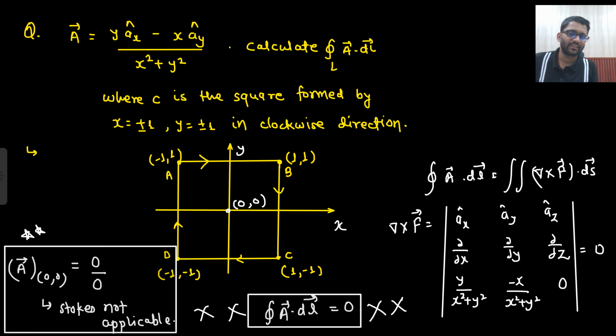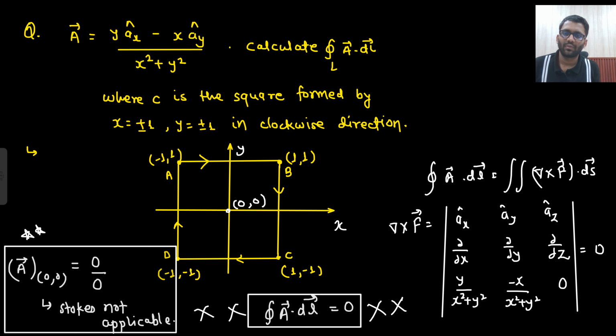What about dl3? In dl3 what is changing? X is changing, so dx ax cap. What is the value of y here? Y is equal to minus 1 here. So what I need to calculate is A dot dl3.